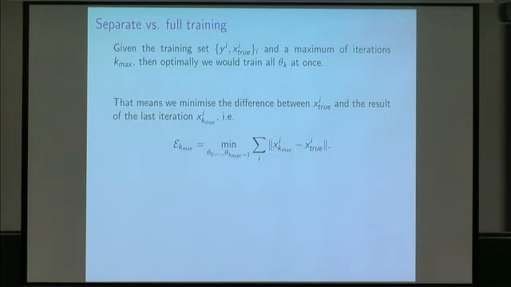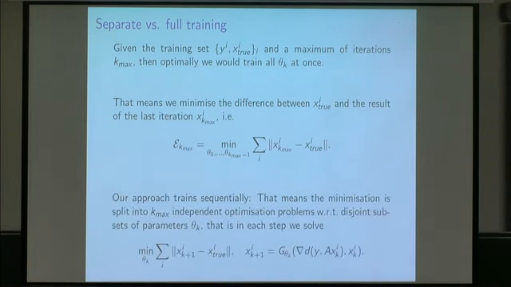Good. So then a short note on the difference between the full iteration and the separate iterative networks. If we have a network where we have a predefined number of iterations and learn that together, what we're essentially minimizing is the output of the last layer to our desired image. And that is the error that we minimize.